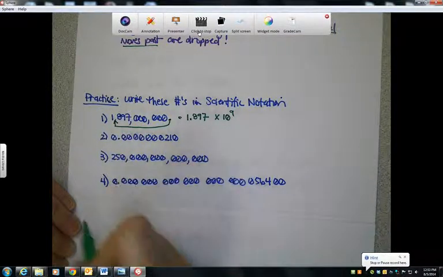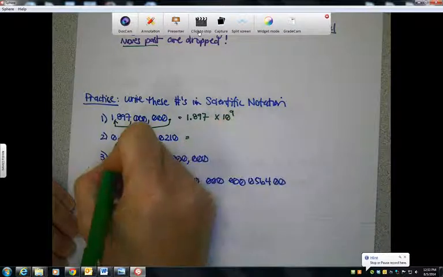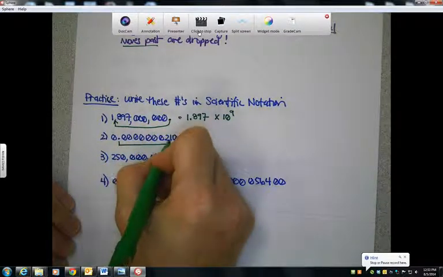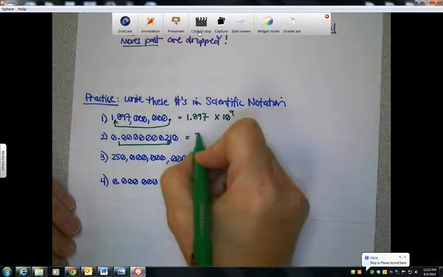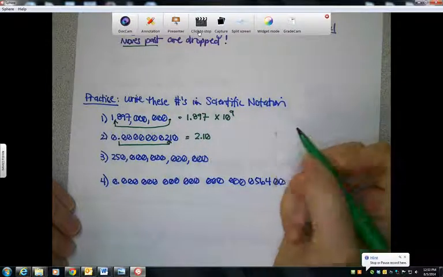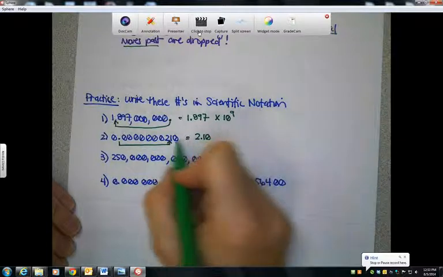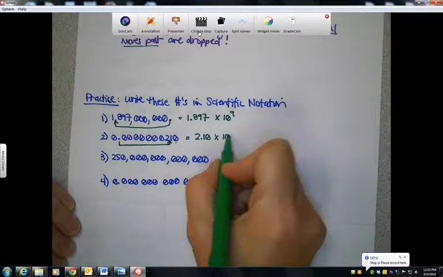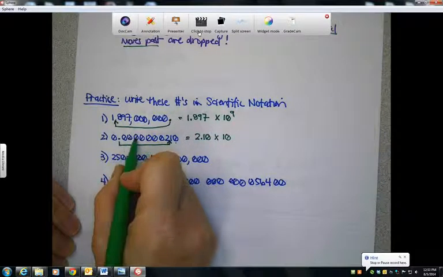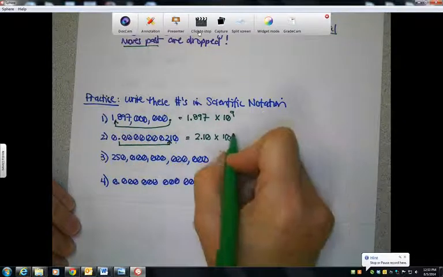Alright, this one, if you move the decimal, you're going to move it to just past this 2, the first non-zero digit in the number. So you'll get 2.10, remember drop all of these zeros, but keep the last one, times 10 to the 1, 2, 3, 4, 5, 6, 7, 8, negative 8.